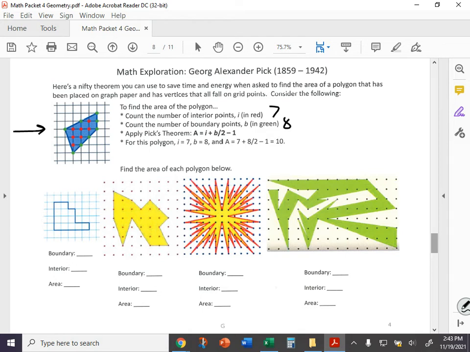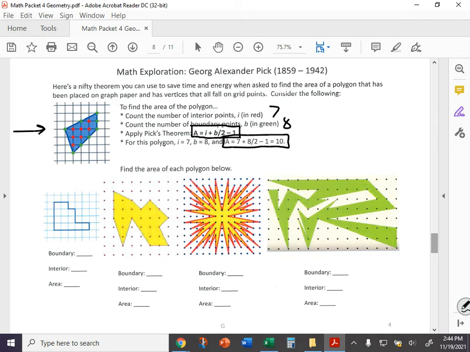Pick's Theorem says that the area of this figure is going to be the interior points plus the green, the boundary points, divided by 2 minus 1. And notice the order of operations here. It's not the sum of I plus b divided by 2. It's just b divided by 2. Okay? So in this case, we got the values plugged in here. Okay? 7 plus 8 divided by 2, or 7 plus 4, is 11, minus 1 is 10.